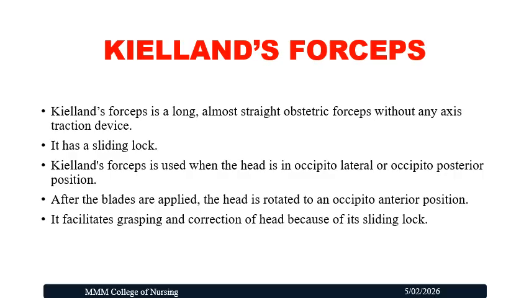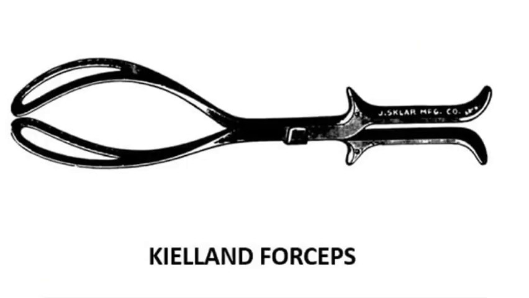It is used when the head is in the occipitolateral or occipito-posterior position. After the blades are applied, the head is rotated to the occipito-anterior position. It facilitates grasping and correction of the head because of this sliding lock. This is the image of the Keelan's forceps.